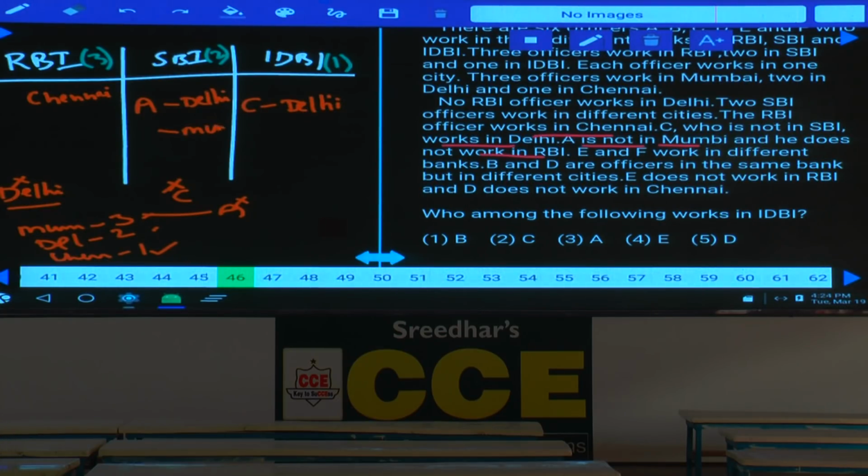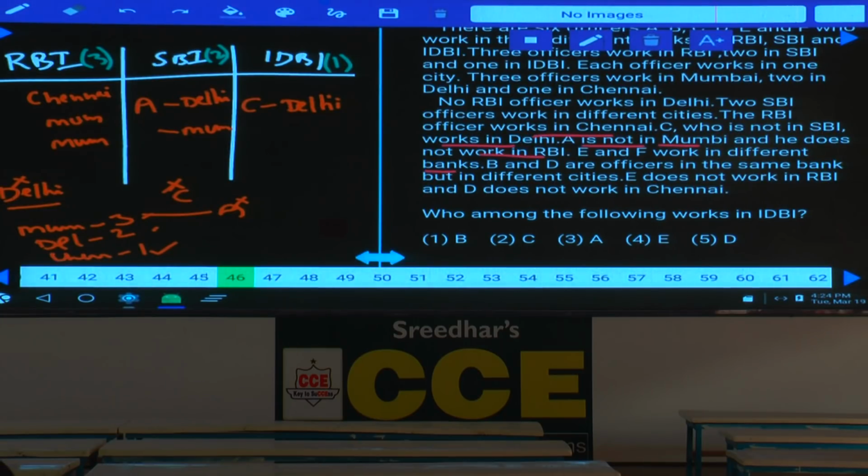And this person is from Mumbai, and there are 2 persons from Mumbai who work in RBI. Then E and F work in different banks. As E and F work in different banks, if E is in RBI, F will be SBI, or vice versa. And E and F work in different banks.